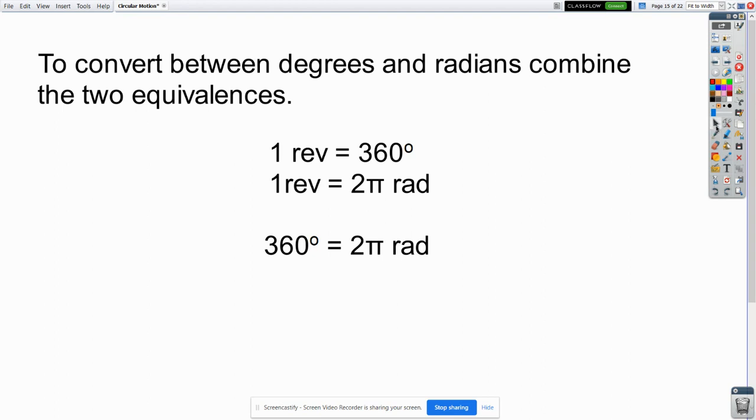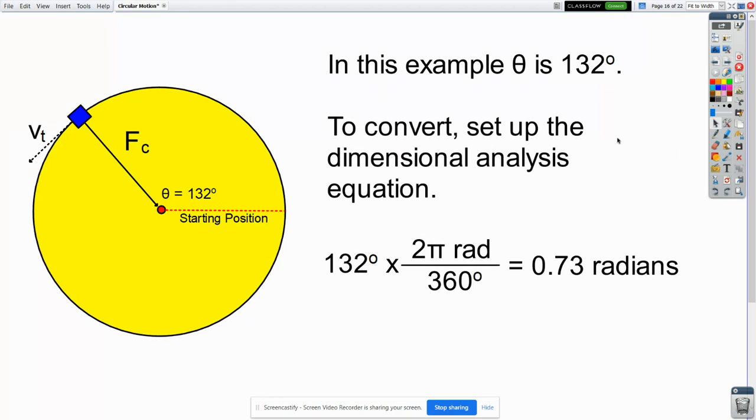We can convert between degrees and radians by combining these two equivalences together. Just a little bit of logic. If 1 revolution equals 2 pi radians, that means 360 degrees must also equal 2 pi radians. Again, if 1 revolution equals 360 degrees and 1 revolution equals 2 pi radians, then these two things must also be equal. If A equals B and B equals C, A must equal C kind of logic. And then using this equivalence, we can convert between degrees and radians.